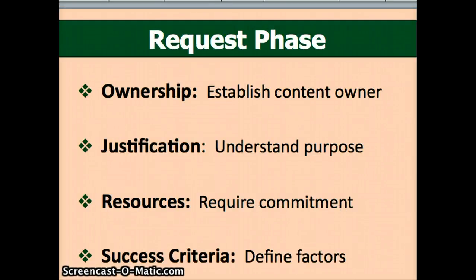There are 4 steps in the request phase. First of all, someone needs to be responsible for the content. There needs to be an owner. There should be justification for why this request came through. What's the purpose of this content? What's the goal of this content on the website? Resources. The content owner needs to commit resources so the project can be successful. And the criteria for success needs to be defined.